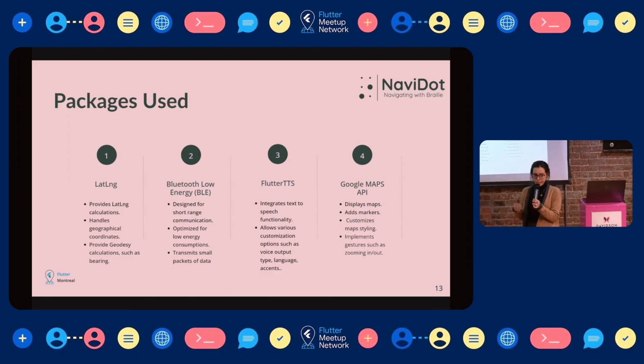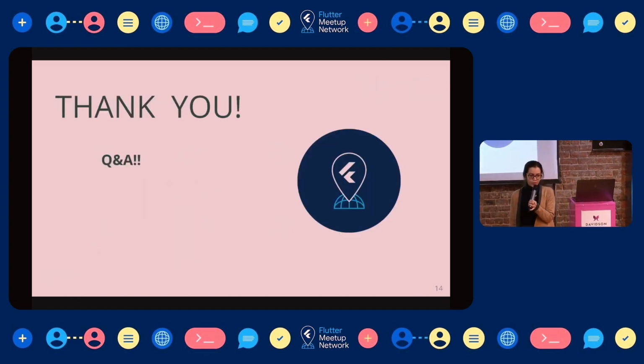Then Flutter TTS, since our device supports both modes, audio and speech, and Braille. It integrates text-to-speech functionality and allows various customization options, such as voice output, changing the pitch, the accent, the language, etc. Lastly, we have the Google Maps API. We have used it to display the maps, add markers, customize map styling, and implement gestures such as zooming in and out. Thank you. If you have any questions, we're open.